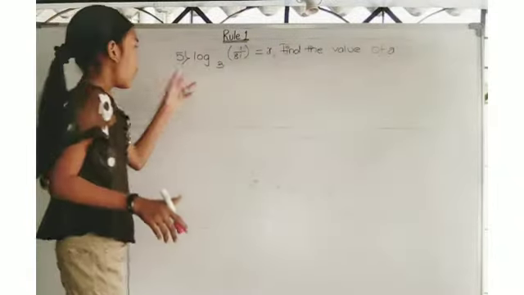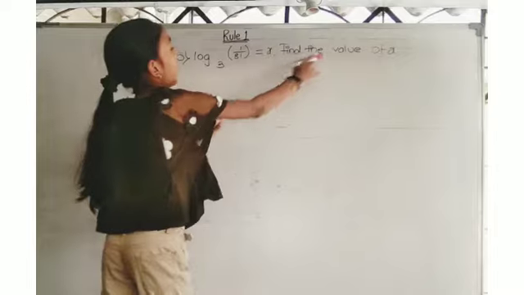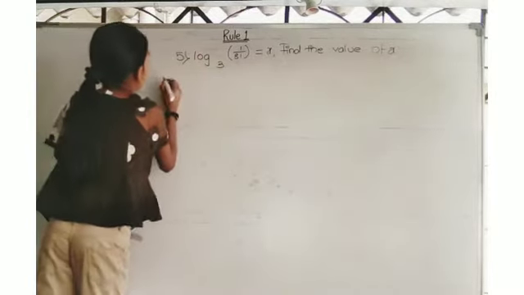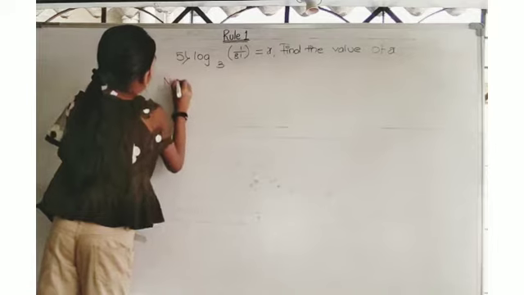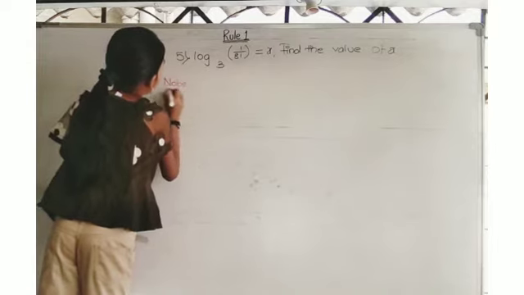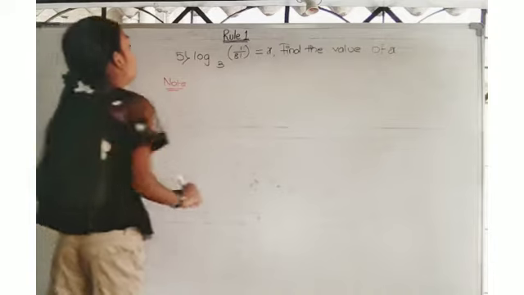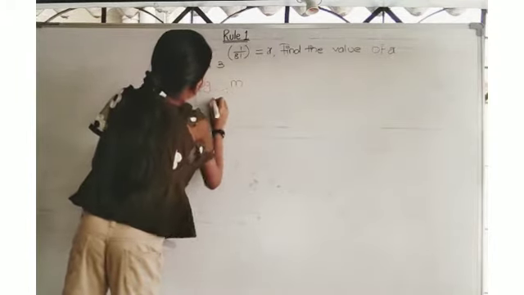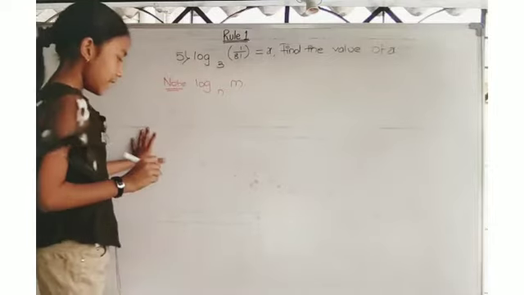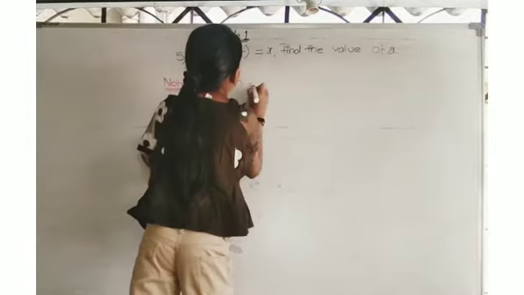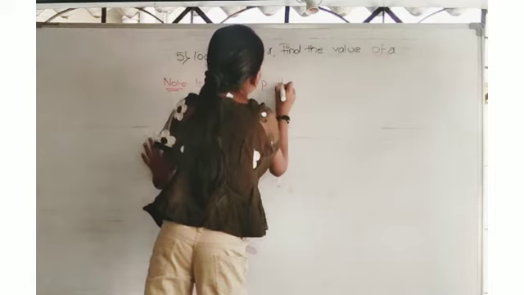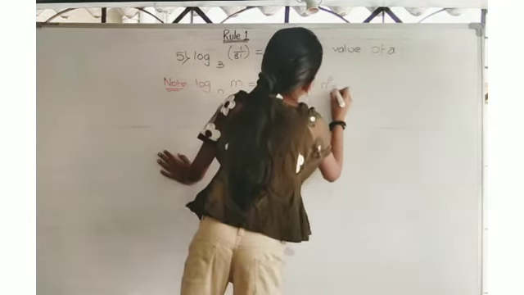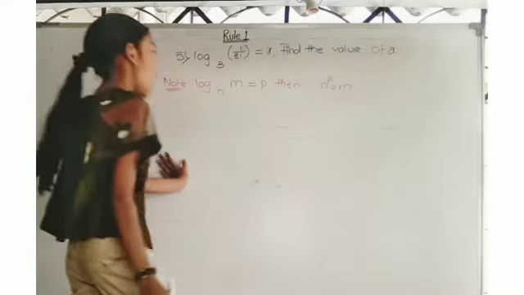This is our fifth problem. Now here we have to find the value of x. So note down the formula which we are going to use. The formula is log m base n is equal to p, then n raised to p is equal to m.